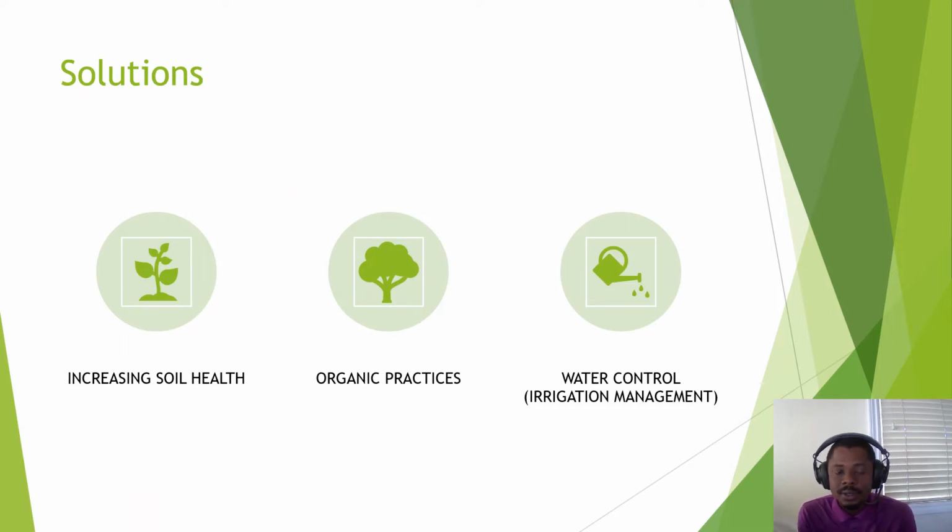Solutions. After talking to some of the farmers in the community regarding some existing solutions that have been deemed successful, along with further research, the solutions I have chosen to talk about briefly are increasing soil health, organic practices, and water control, also known as irrigation management. When it comes to soil fertility, natural resource studies have proven that soil is the cornerstone for a fundamental ecosystem to function. Adding manure to the farm can help.